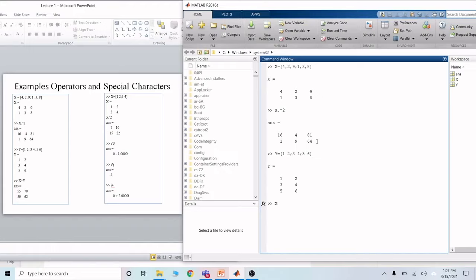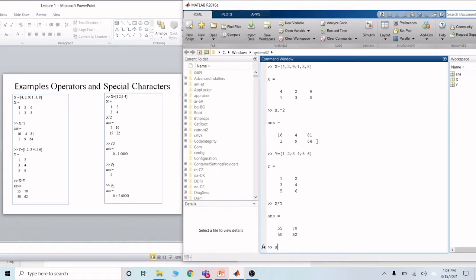X star y. The output is 55, 70, 50, 62. The output is 2 cross 2. Star is matrix multiplication.